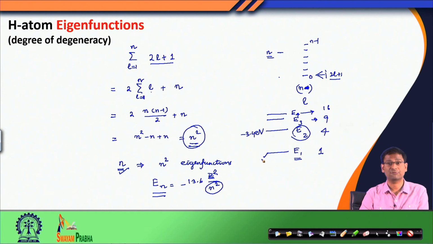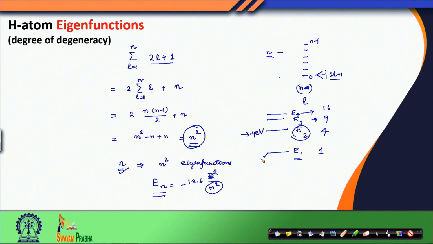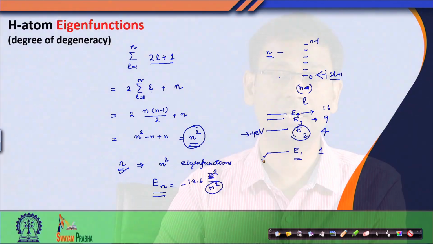What are these eigen functions? What are their functional forms? That we still do not know, and this is what we will discuss in our next class. In today's class, we would conclude here by discussing the hydrogen atom's energy levels and the hydrogen atom's emission spectrum, and we will continue our discussion on the eigen functions of hydrogen atom in our next class.